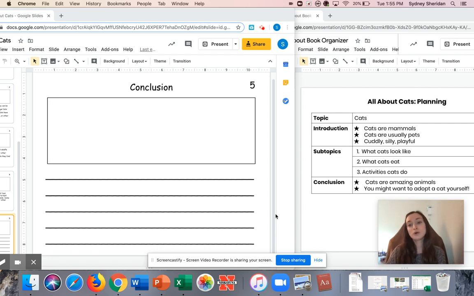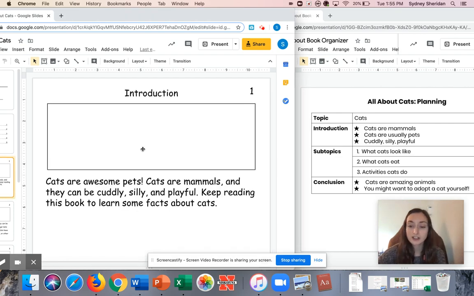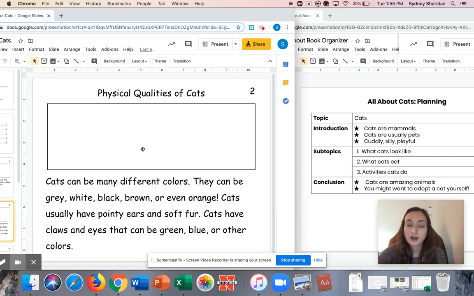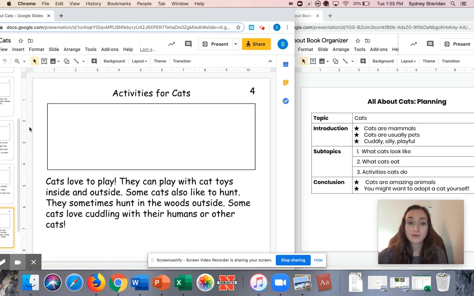So we wrote our introduction. Let me scroll up to my introduction. We wrote our introduction. We wrote our first subtopic. Remember, the subtopic is one category of all of the information we're sharing with our reader, right? So we had one subtopic. We wrote our second subtopic, and we wrote our third subtopic.